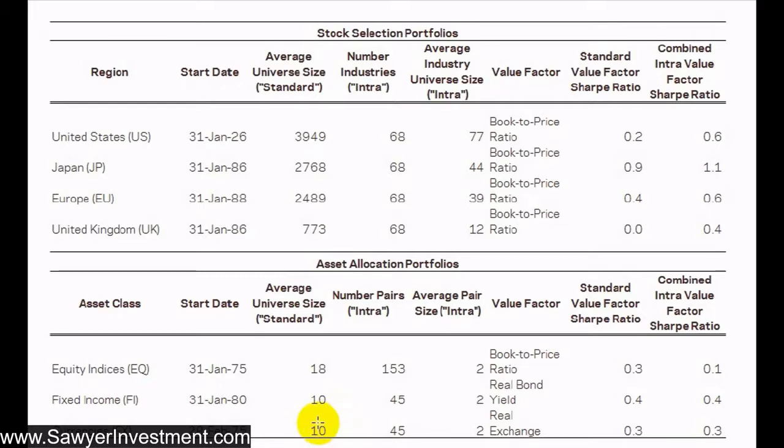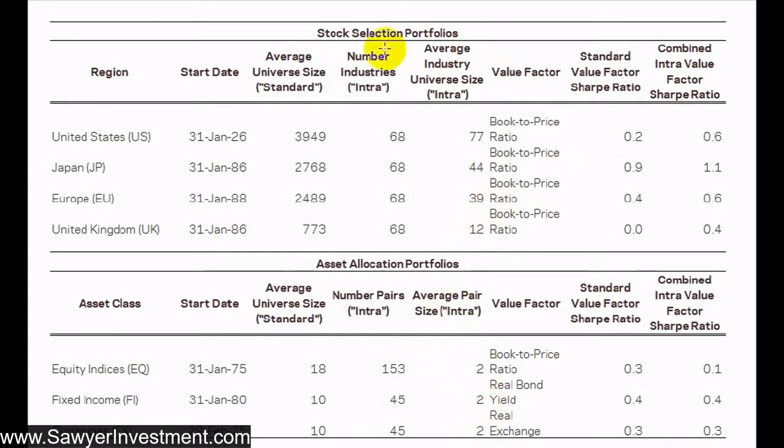So, for instance, since there are 10 items here, the number of possible pairs would be 45, and so they're comparing all 45 of those possible combinations. Now, for each of these regions, the average number of stocks within each of these 68 industries is about 77 for the US, 44 for Japan, 39 for Europe, and 12 for the United Kingdom. And obviously for the other asset classes, each of the pairs represents 2, so going long one and short the other.